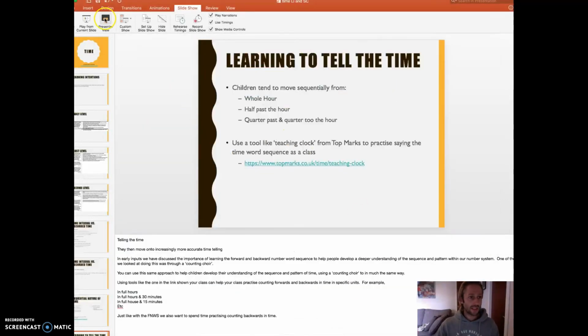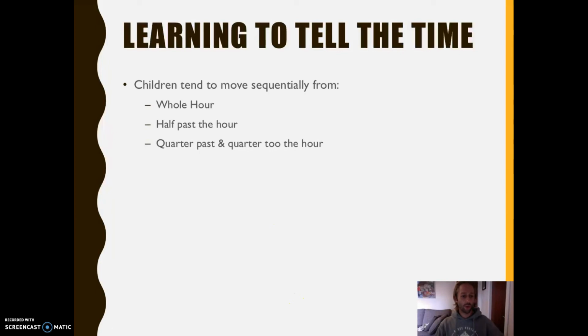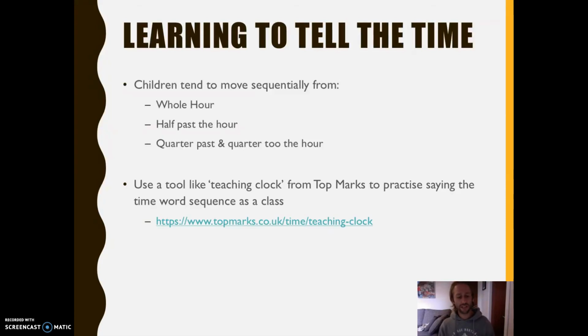Okay, so if we go back to our PowerPoint then. So from thinking to learning to tell the time, the children are moving from the whole hour to half past to quarter to and quarter past, and then increasingly more accurate. And we can use tools like the teaching clock to help them practice these different sequences.